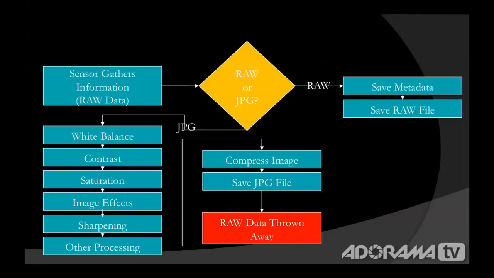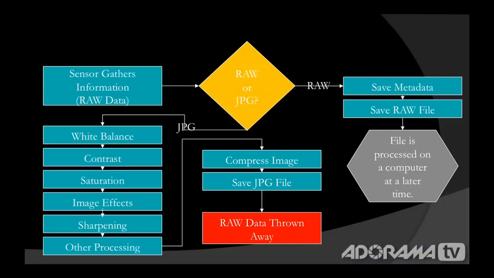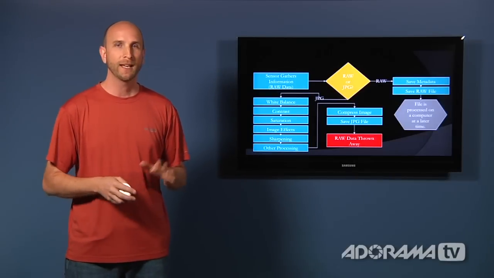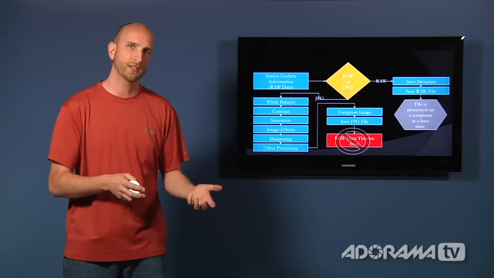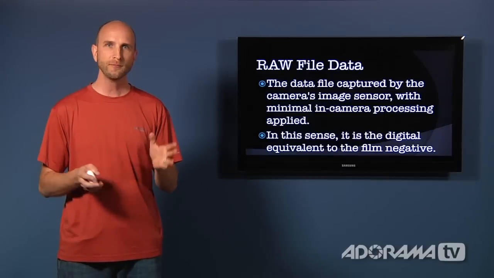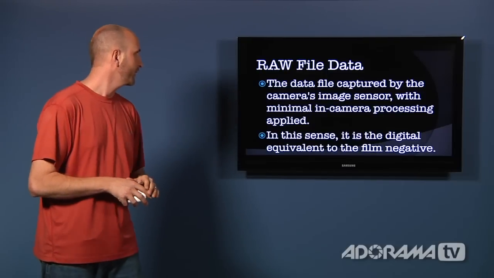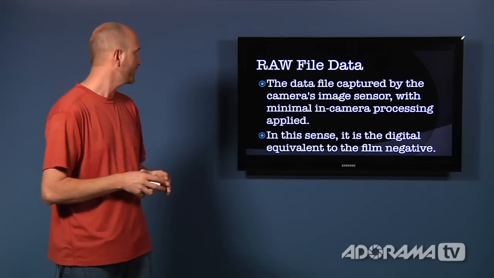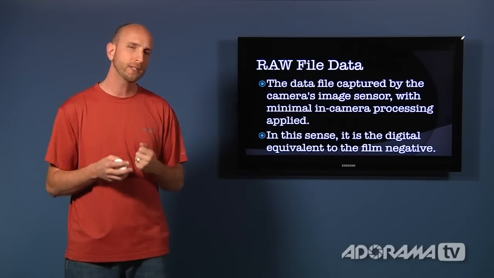Then the next thing that happens is that RAW file is saved to your CF card, the card that's inside your camera. And then you have to process all that stuff at a later time on a computer. In other words, you need an oven to bake your cake. And the great thing about this is that the RAW data is not thrown away. So you always have those ingredients to work from when you're doing your stuff in post-production. So you can tweak things, you can convert it to black and white or back to color and back and forth. It's really, really nice. So again, just as a summary, the RAW file is all the data that's captured by your camera's image sensor with minimal in-camera processing applied. That's really neat. And in this sense, it's the equivalent of a digital negative, and that's really powerful.